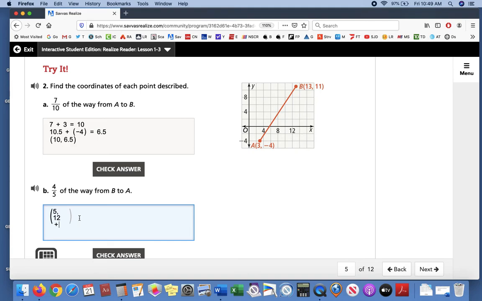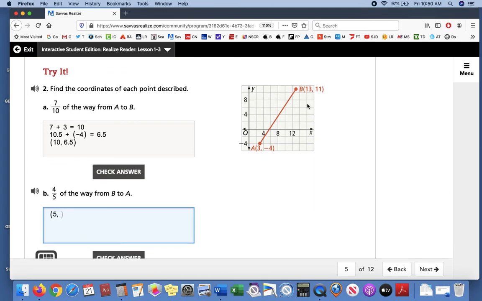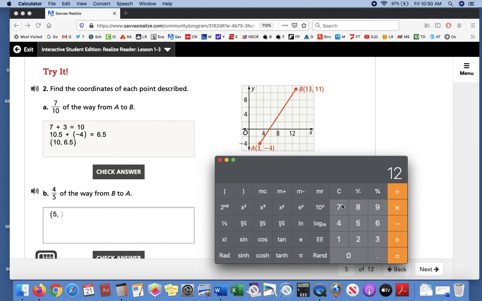No, I don't like how that wrote. Let me get rid of all of this. Oh, there we go. 13 minus 8 is 5. And what was the other number? I forgot what the other number was. 11 minus the other number. 4/5 of the way. Was it 8? No, it wasn't 8. Slightly embarrassing, but not too bad.